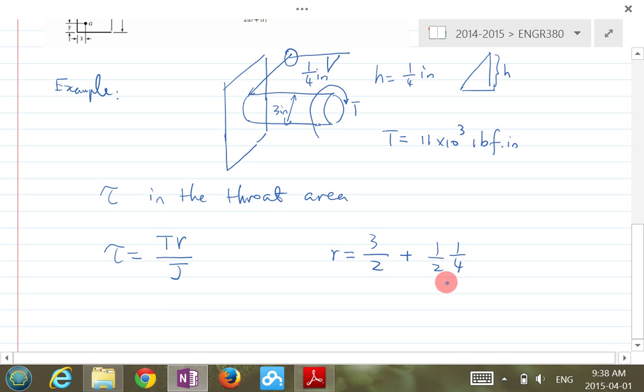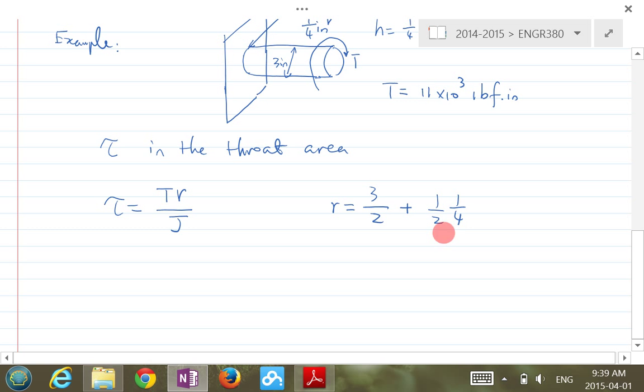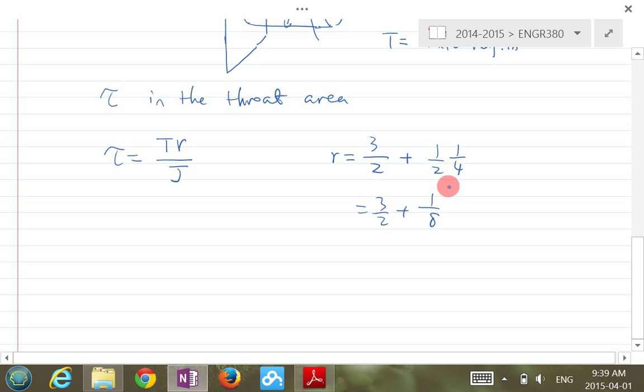You have a round of welds at the end, and that's h. So half of h is part of the R there. But generally, you can see this is 3 over 2 plus 1/8. Usually, to simplify the calculation, we neglect this portion if it is much less than 3 over 2. So we just pick R approximately as 3 over 2. Is that clear? So this is R.